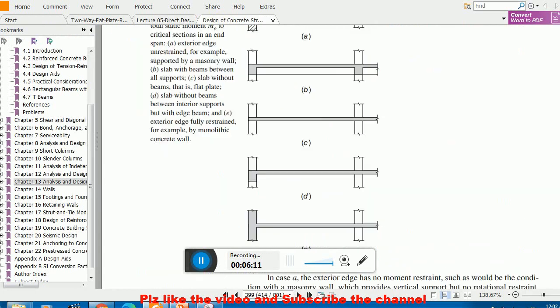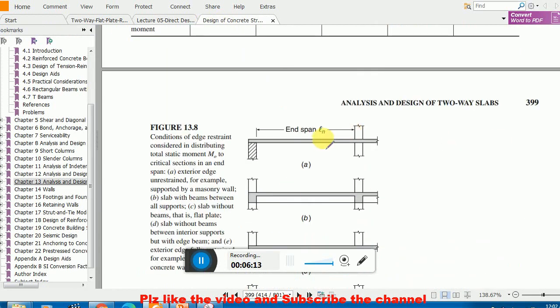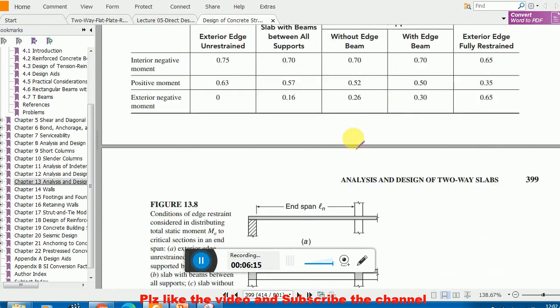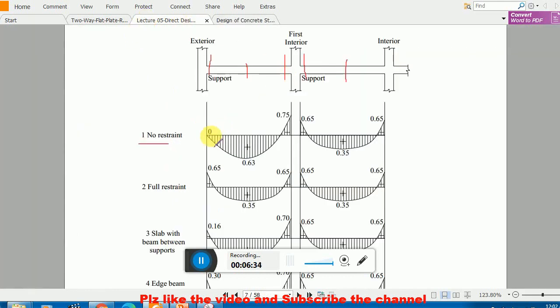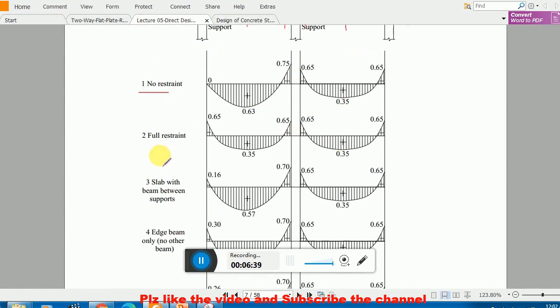Let me show you this in the Nelson book. These are the cases. If you have a Nelson book, you can search these coefficients. Remember, no restraint means the slab is just over a masonry wall, or only placed over a column, not jointed with it firmly. In that case, the coefficients are 0, 0.63, 0.75 and so on.